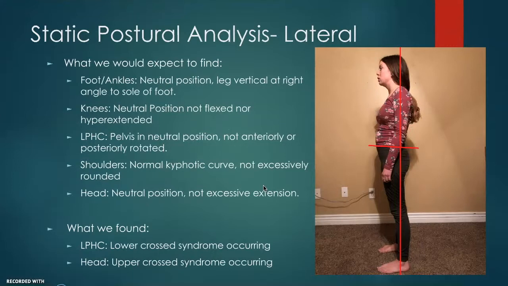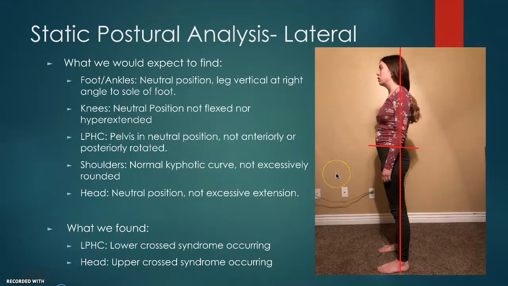Now from the lateral side, what we would expect to find is that the feet and ankles are in neutral position. We want the knees to be in neutral position. We want the pelvis to be in neutral position as well. However, we can see that based upon this photo, she has anterior pelvic tilt going on, which could be explained by lower cross syndrome. We can also see that the shoulders up here have a normal kyphotic curve, and we can also see that her head is excessively extended forward, which could be a sign of upper cross syndrome, because her ear is not in line with her shoulders, hips, knees, and ankles.